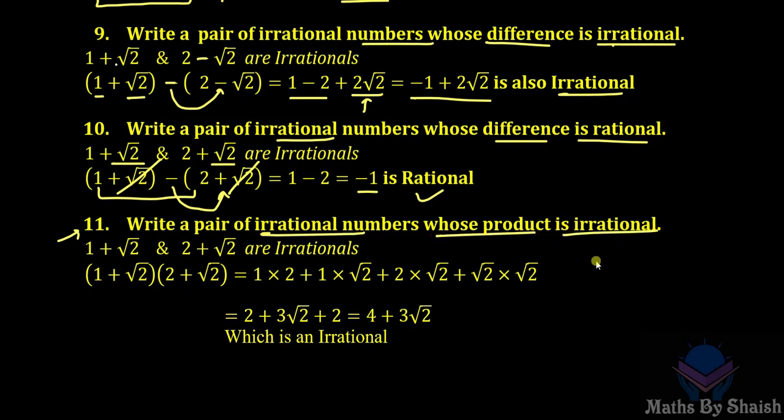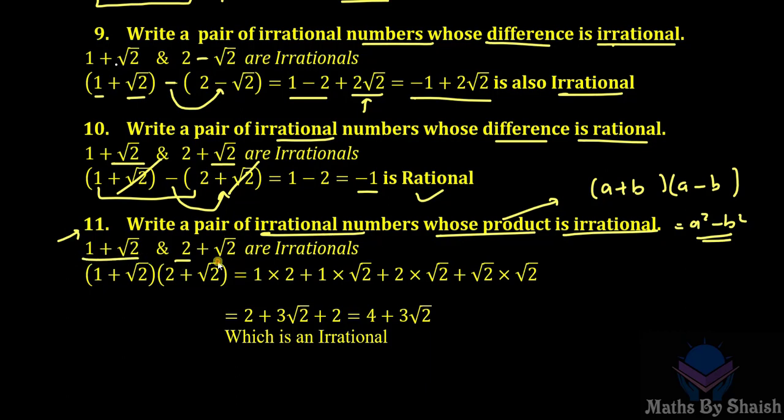For the 11th one, write a pair of irrational numbers whose product is irrational. If we require an irrational number, we can choose any pair and multiply. The only time the product is going to be rational is when we use the identity a plus b times a minus b, which gives a square minus b square. In that case only we get a rational number. Otherwise, if we multiply any two different pairs, we will get an irrational number.